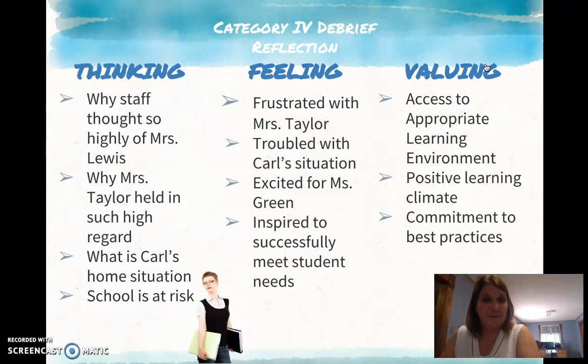I was excited for Mrs. Green. She seems to be really on the ball and wanting the best for the students. And I was inspired to successfully meet student needs. I was valuing access to appropriate learning environment, and I was valuing a positive learning climate. This seems like a very negative one. I was also valuing commitment to best practices. I feel like the classroom teachers were not committed to best practices.